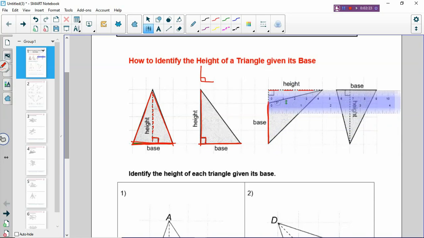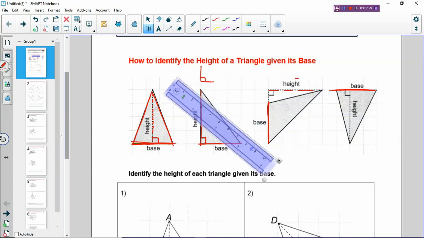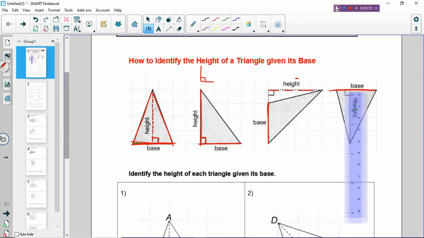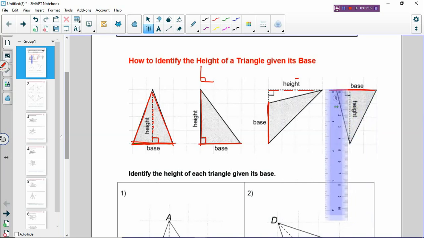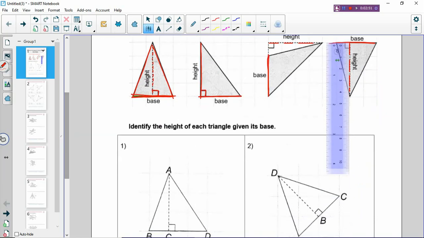And then how about the other triangle? The base is over here. So the height must be, same thing, you can use your ruler to find the height. Take your ruler, put it on the base, shift along the base, and look for a line that's parallel. There's a dotted line that's parallel, and that is the height of the triangle. For the whole lesson, we'll be using the ruler. Once you get better, there's no need to use a ruler to find the heights. So identify the height of each triangle given the base.